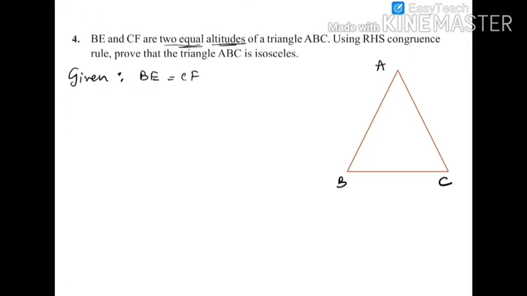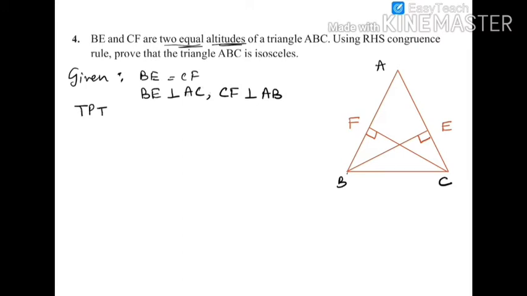But what is an altitude? Recall that altitude is a line that is drawn from the vertex such that it is perpendicular to the opposite side. So BE will be a line from vertex B perpendicular to AC. Similarly, CF will be a line from vertex C perpendicular to the opposite side AB. So we know some more information that is given in the question, that is BE is perpendicular to AC and CF is perpendicular to AB.